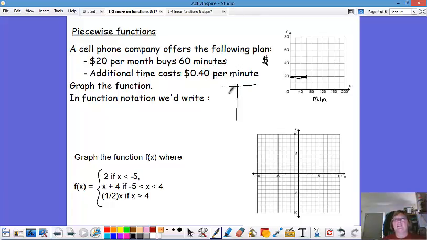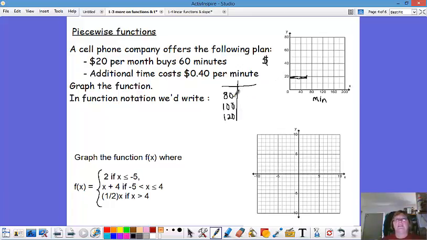And to help me decide how much my plan is going to cost, I'm going to just put some values for minutes here that I'm interested in. 80 minutes, 100 minutes, just enough so that we can get some idea of what the rest of this graph is going to look like.